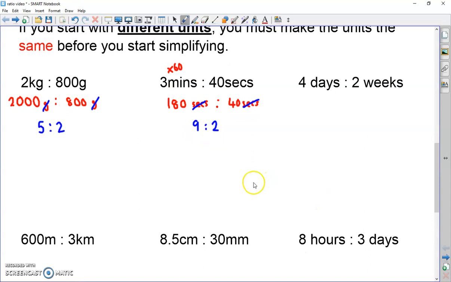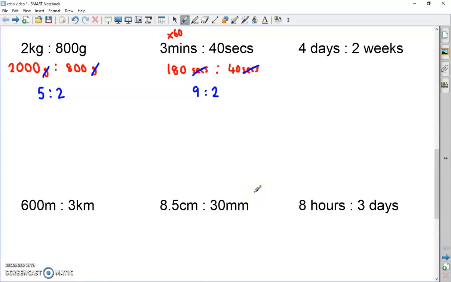Now, what I'd like to do again now is pause the video and have a go at the rest of those. And then we can check answers when you're done. Okay, so pause the video and give them a go. Right, answers.